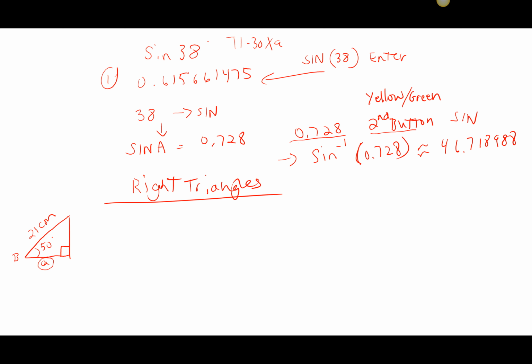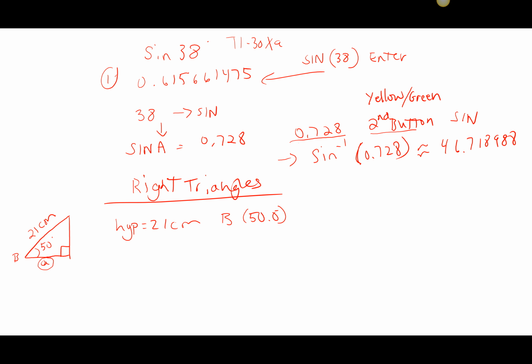So step 1, you decide which trig ratio you need. We are given the hypotenuse, so we know hypotenuse equals 21 centimeters, and the acute angle B, our angle, is 50 degrees. And we need to find the side adjacent to the given angle B.